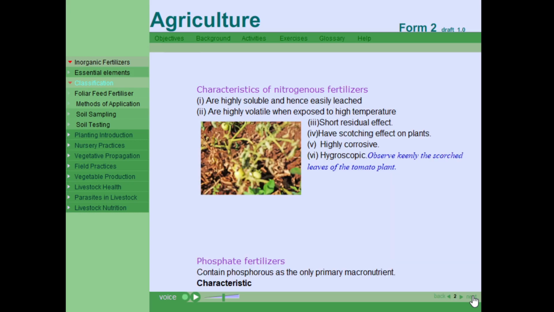Characteristics of nitrogenous fertilizers are: highly soluble and hence easily leached, highly volatile when exposed to high temperature, short residual effect, have scorching effect on plants, highly corrosive, and they are hygroscopic. Observe keenly the scorched leaves of the tomato plant.